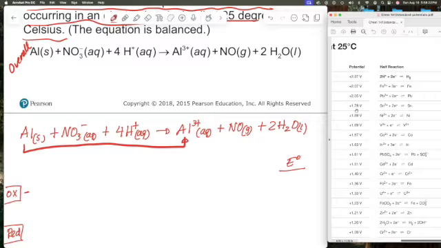Aluminum becoming aluminum plus. Oxidation number for aluminum based on the rules is 0. This one here is +3, right? Because you have an element with nothing else attached to it, so it's going to be 0. The charge here is +3, so oxidation number is +3. Okay, I'm going to assign oxidation numbers here. This is +1.